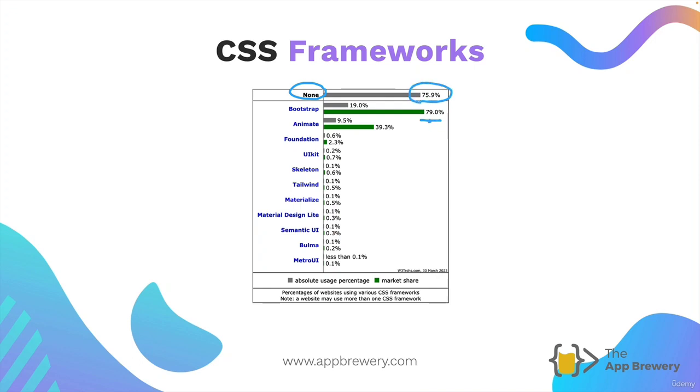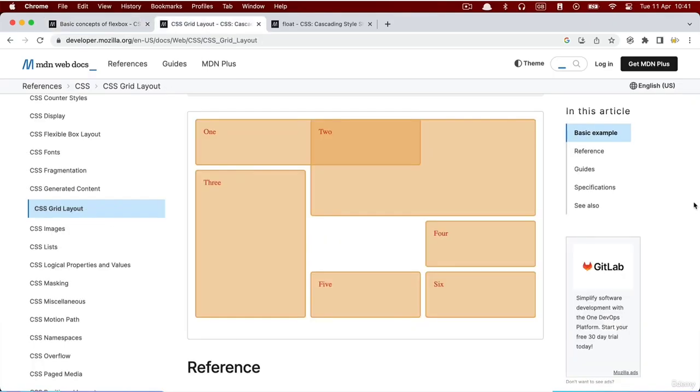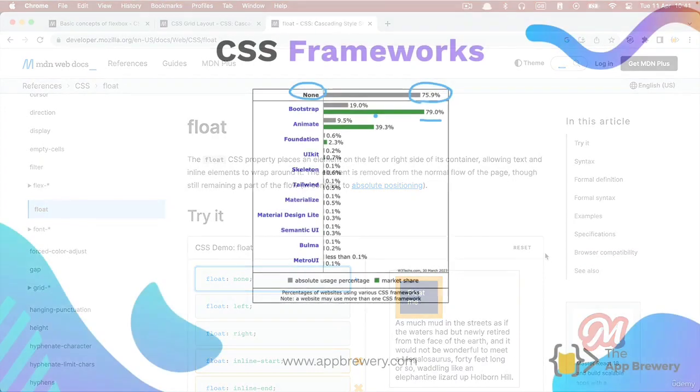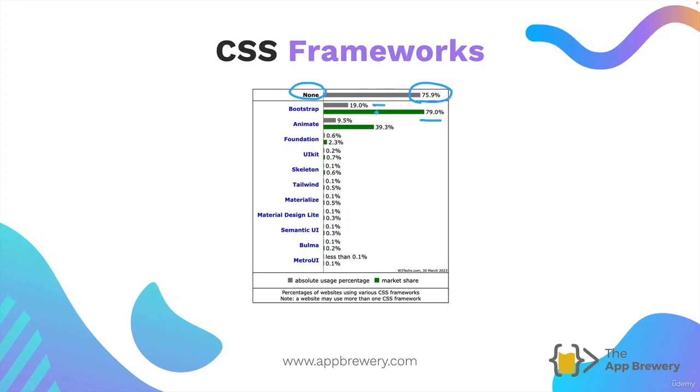CSS frameworks. What does it mean when there are no CSS frameworks being used? Well, it means you're probably using native CSS like Flexbox and Grid and Float and all of the great things that we learned before. So Bootstrap doesn't replace any of that knowledge. And in fact, we should be in a situation where we don't actually need to depend on any sort of external framework.